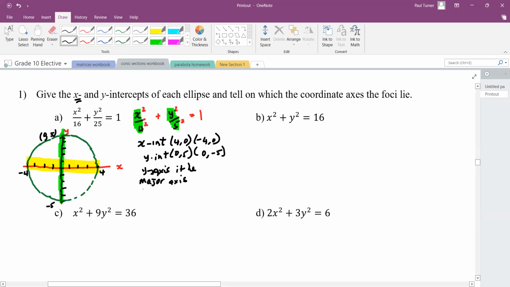So the foci are on the y-axis. I'm not going to calculate them. I just want to know where they are.